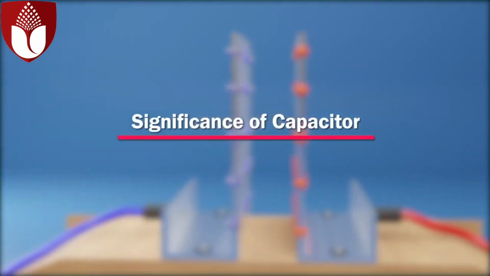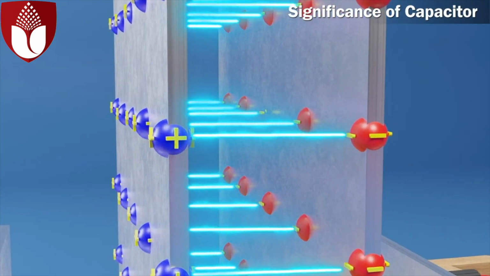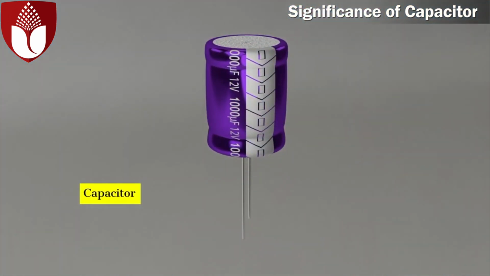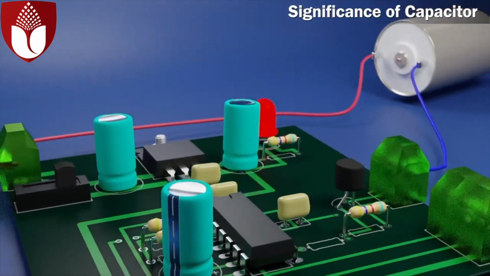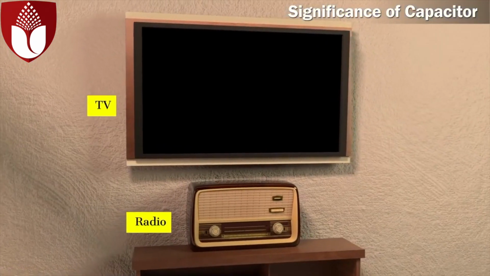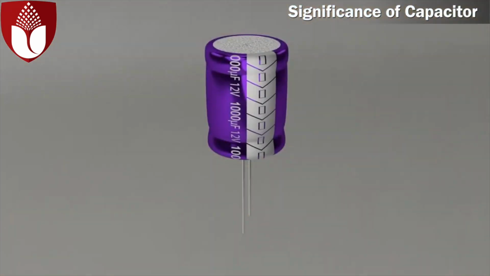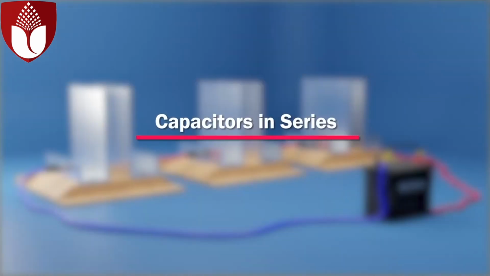Significance of capacitor. Capacitors are used to generate strong electric fields in small areas. They are also used to store electric charges. Capacitors are used in circuits. They are used in the frequency circuits of radios and televisions. They are used to generate oscillatory electric fields and in searches.